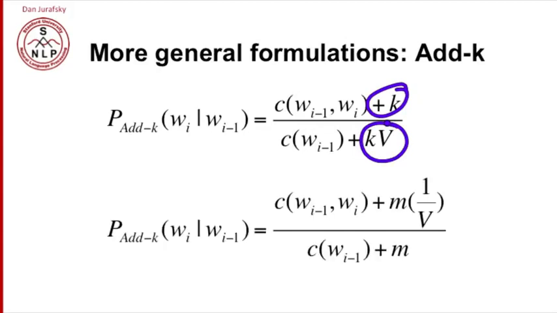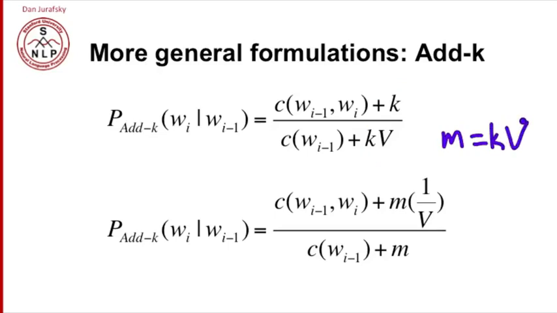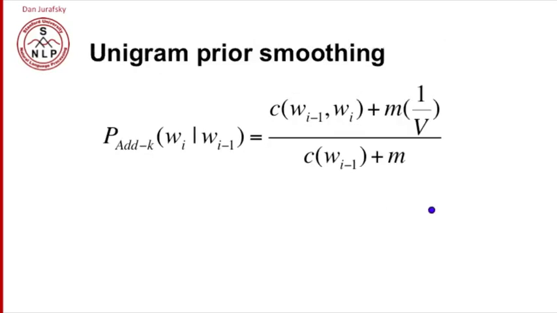We can introduce a new variable m equals kV, and now we have a new way of writing add-k smoothing. That is going to be a helpful way of writing it. The reason is, let's see on the next slide, that when we write it this way, we can see that what we're doing is adding to every bigram a constant that's related to 1 over the vocabulary size. And instead of doing that, we could add a constant related to the unigram probability of the word that we're backing off to.